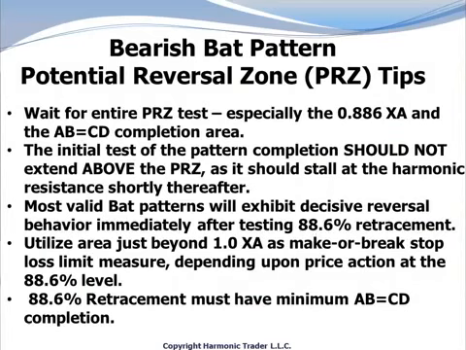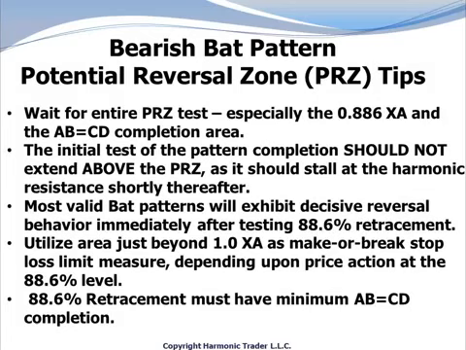Bearish bat pattern potential reversal zone tips. Again, we want to wait for the entire PRZ test, and that 886 XA is a mandatory level that must be tested. Also, we want to look for that ABCD completion area. Although the ABCD is a minimum, we want to see the ABCD component with the 886 XA leg. Now, the initial test of the pattern completion should not extend above the PRZ, as it should stall at the harmonic resistance shortly thereafter, especially after hitting the 886.